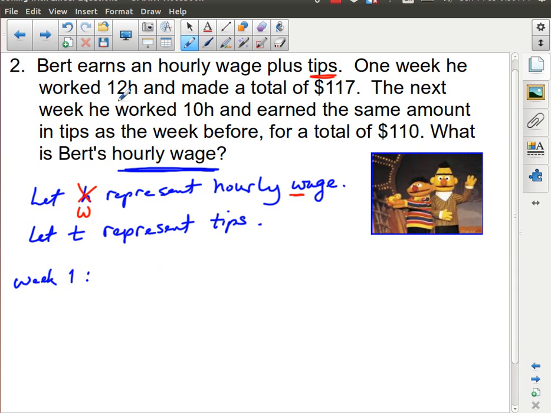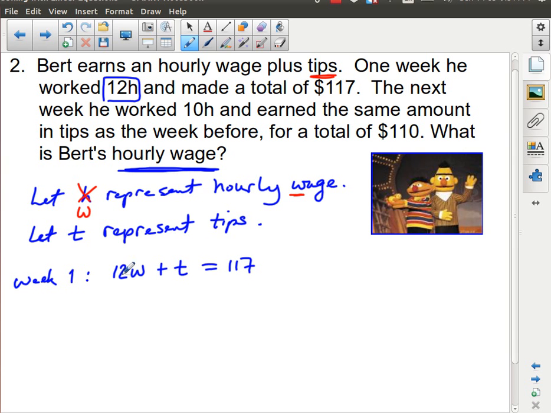In week number 1, he worked 12 hours. So if he worked 12 hours, how much money did he make from working those 12 hours? Well, he makes W dollars per hour. That's his hourly wage. And so if he worked 12 hours, he would make 12W. And he also makes tips. So his 12 hours plus his tips must be equal to, in this case, 117.